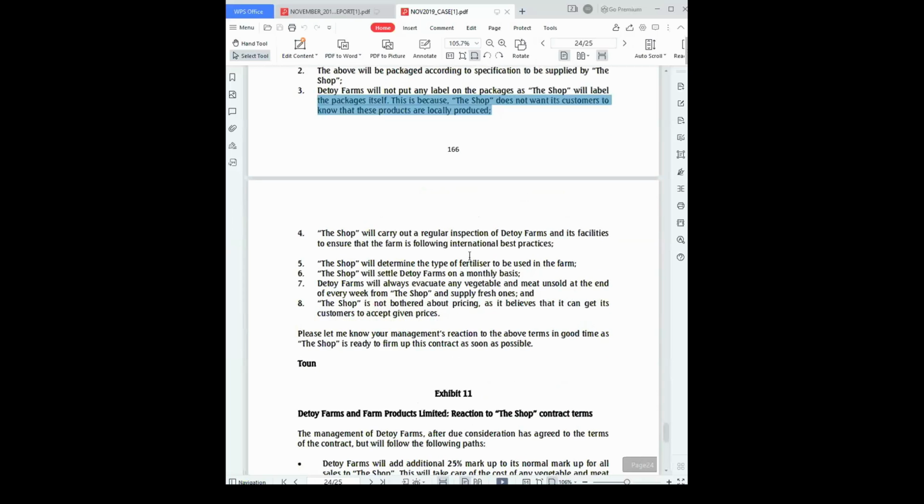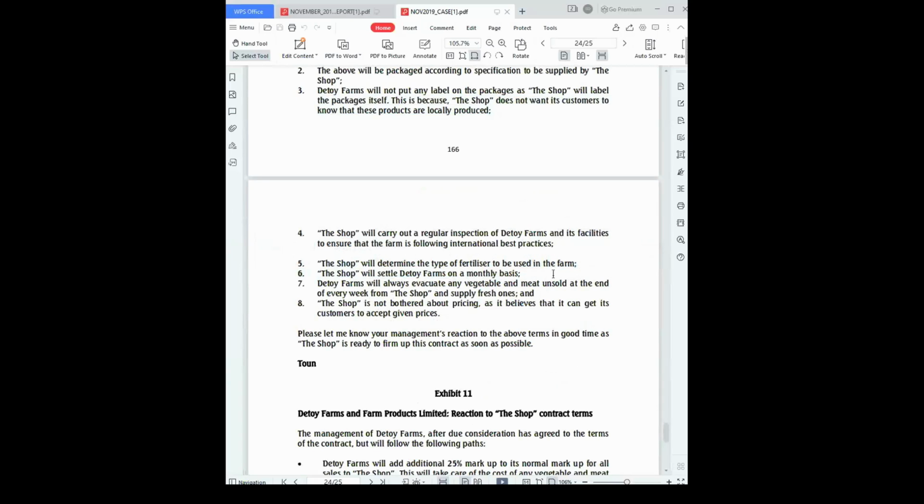Then this fine regular inspection, I think that is okay. They will determine the type of fertilizer to be used on the farm. This might be an issue for your client, Detroit Farms, because they might suggest a fertilizer that is being used in South Africa, which might not work well for the soil in Nigeria and might not yield better results. So who bears the loss?